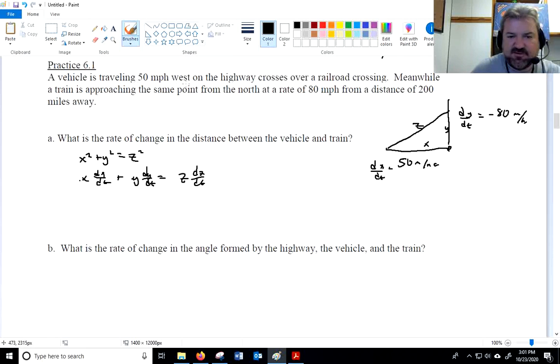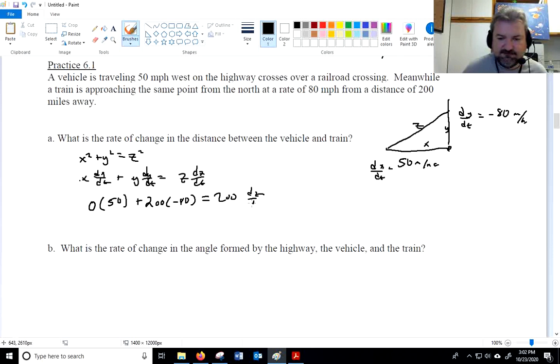A vehicle is traveling 50 miles per hour west on the highway, crosses over a railroad crossing. Meanwhile, a train is approaching the same point from the north. So x is 0. And then if you multiply that by dx/dt, you're getting 50. And then plus y, well, that's 200 times the negative 80. And then z at this moment would have to be 200. So this is a negative 80 is equal to dz/dt.